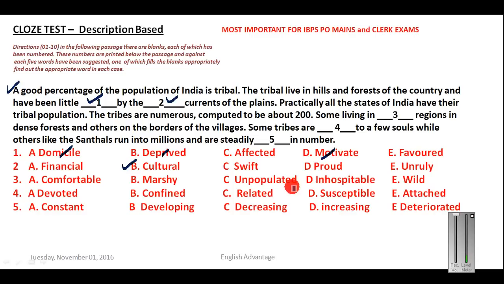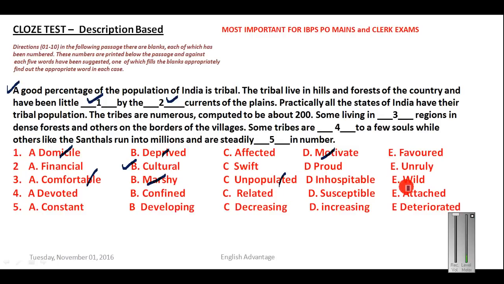Okay, now let us examine. Marshy will not come because marshy implies something that is muddy. Okay, so hilly area or forest area may not be muddy most of the time, or it may not be muddy at all. Okay, and it can definitely be comfortable. It cannot be comfortable, I mean to say. So comfortable will be eliminated, marshy will be eliminated, unpopulated, if tribal people are already living over there, it cannot be unpopulated. So unpopulated will be eliminated.